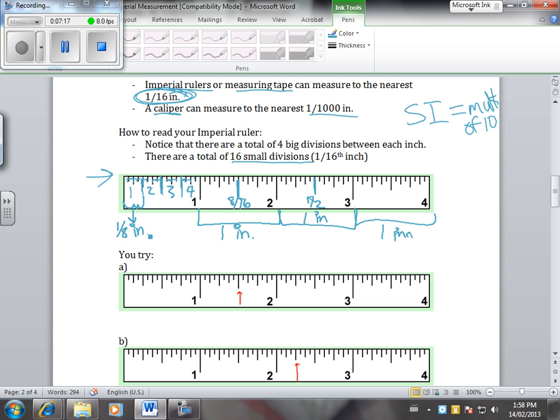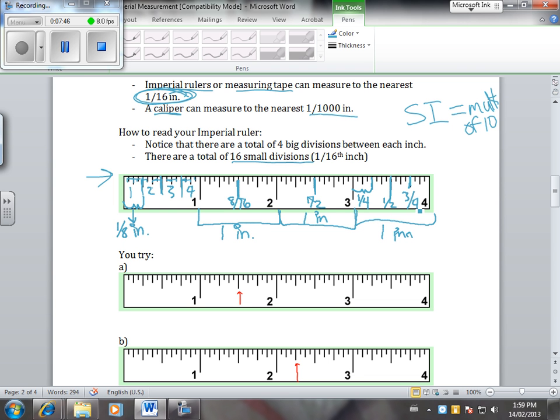Okay, and then when you go down, see how there's slightly longer lines? So you have the longest line in the middle, you have these slightly longer lines. Between here is 1/4 of an inch. Okay, so between the medium lines, there's 1/4 of an inch. So here's 1/4 of an inch, and then this would be your 1/2 inch, and here would be 3/4 of an inch.